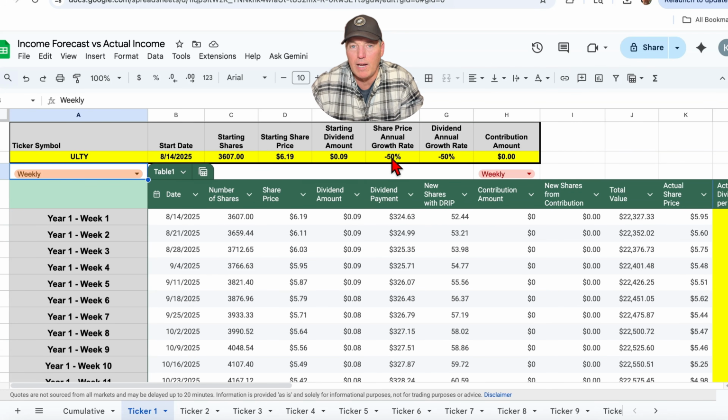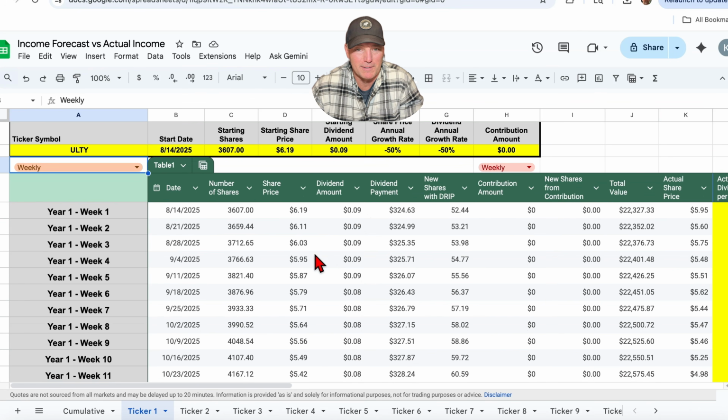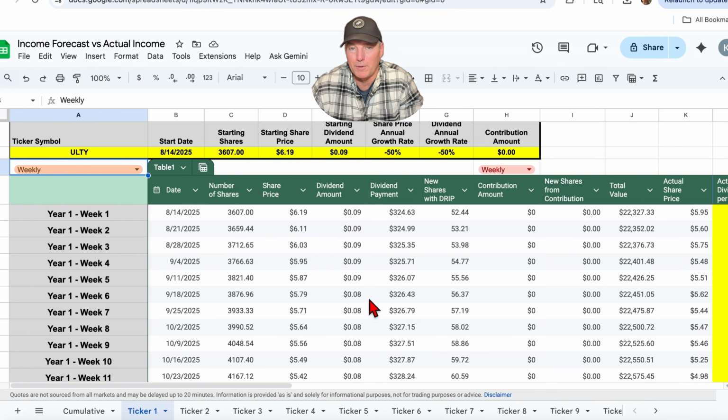Over here, you have your annual growth rate. And if you've seen my other spreadsheet, I use this. I've expanded this sheet to include a lot more. This one here, you can put your annual price growth and your dividend annual growth rate. I have both of these at negative 50%. Those who've been watching ULTY lately will say that's probably too low or too high, whatever you want to call it. We probably need to go a little further, and we'll look at that here in a second to see how the forecast in just a short period has kept up with what's actually happened.